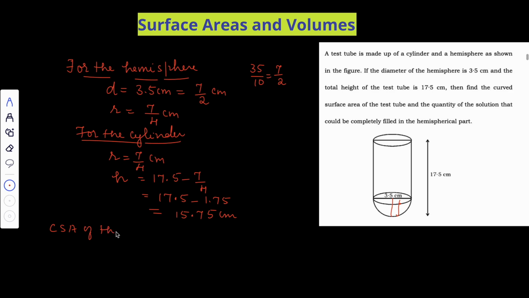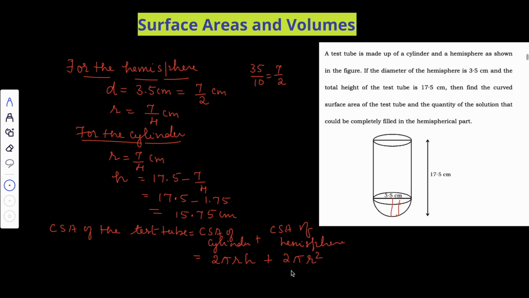Now we want the CSA of the test tube. CSA of the test tube is CSA of cylinder plus CSA of hemisphere. Now we'll write the formula here. CSA of cylinder is 2 pi rh, plus 2 pi r square. Now I'll substitute the values of this.